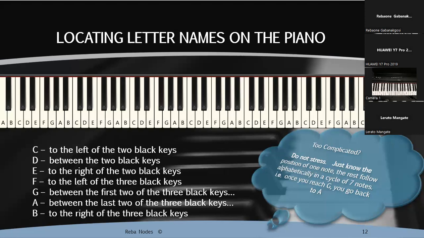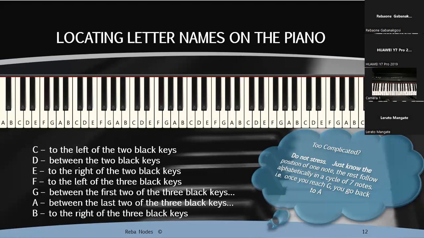The letter that comes after C is D. Right? And so D is between the two black keys. The letter that comes after D is E. So E is to the right of the two black keys. After E, we have F. And so F is to the left of the three black keys. G is between the first two of the three black keys. I hope that's not complicated.